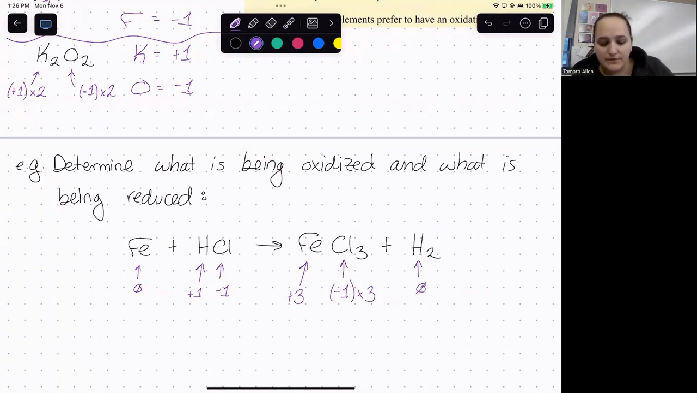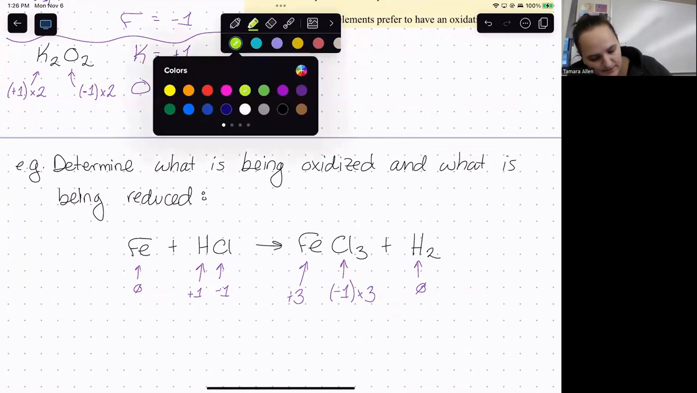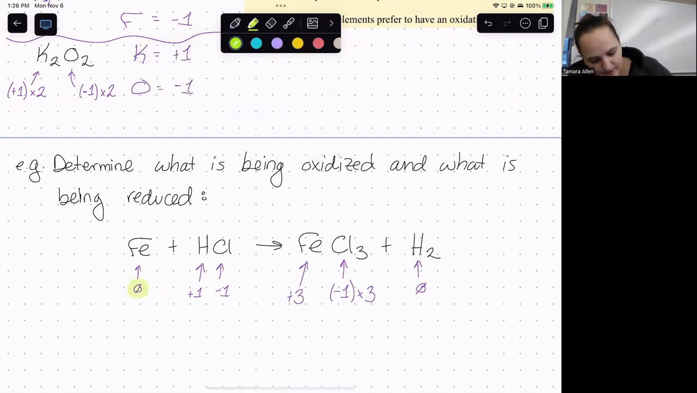So we have 3 different elements involved in this process. We have the iron, which is going from an oxidation number of 0 to +3. We have the hydrogen, which is going from +1 to 0. And then we have the chlorine, which is staying at -1 the whole time. So the chlorine was neither oxidized nor reduced, since its oxidation number stayed the same.